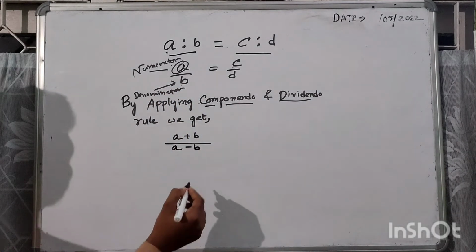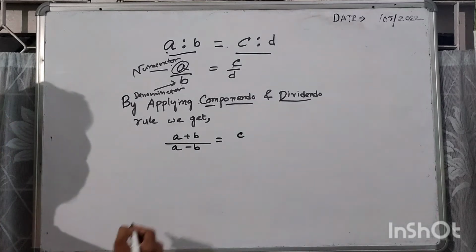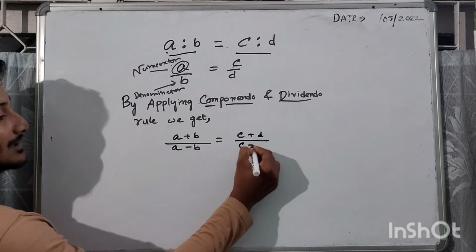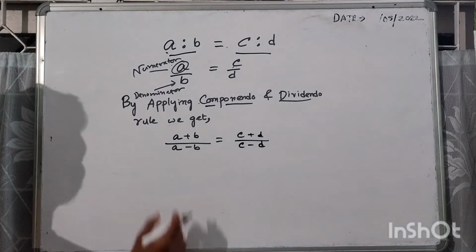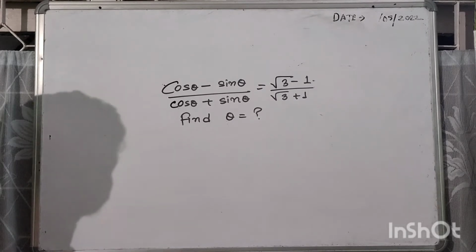In a similar way, on the right side also we will do the same. First of all we will take the numerator, then we add the denominator, and then we do the same thing but we will subtract the denominator this time. So this is the componendo and dividendo rule. We get to see such kinds of questions in trigonometry.